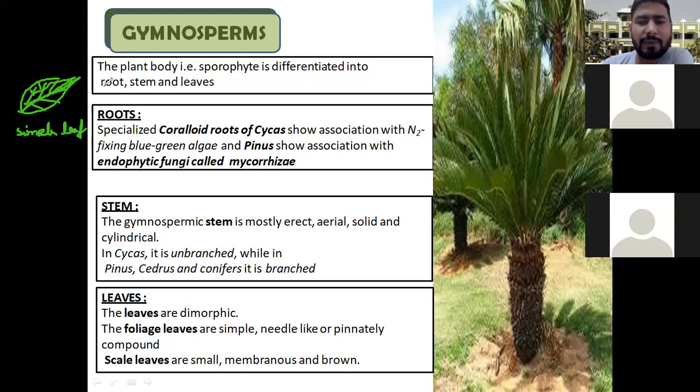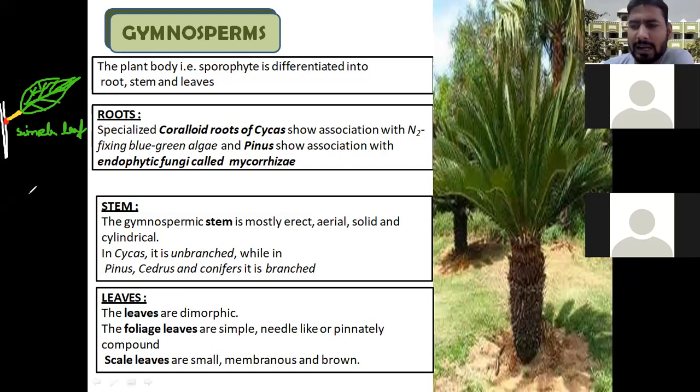And a leaf has three different parts. Leaf has how many parts? Three different parts. Suppose that this is the stem. From the stem, there is one place which is known as the leaf base, from where the leaf arises. Again, there is one structure which is known as the petiole. So leaf base, petiole, and lamina. These are the three parts of the leaf. Now, this is the structure of the simple leaf.